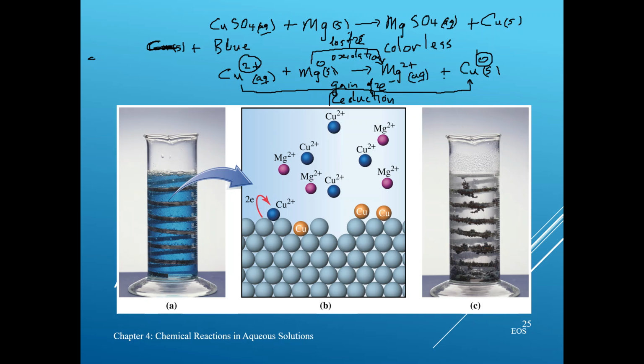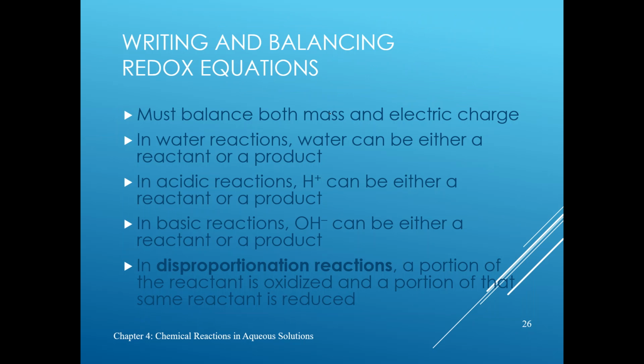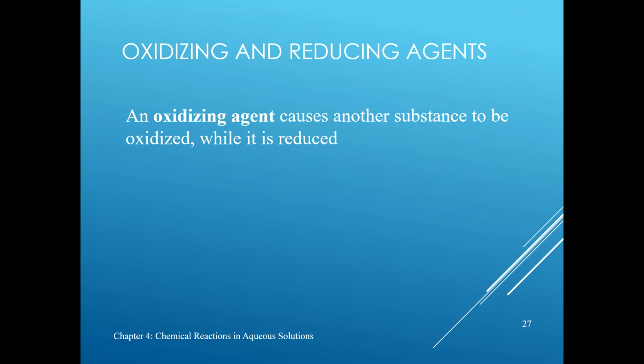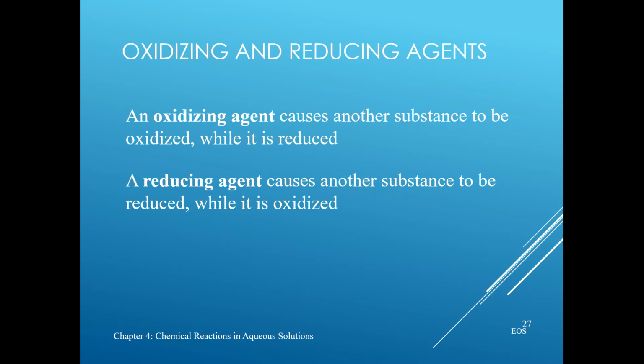So I'm going to stop here. Well, I think there's one more thing I need to talk about. Let me introduce these terms: the oxidizing agent and reducing agent. An oxidizing agent is a substance that causes another substance to be oxidized while it is reduced. And the reducing agent causes another substance to be reduced while it is oxidized, right? So it's kind of like a flipping of the terms, so to speak.